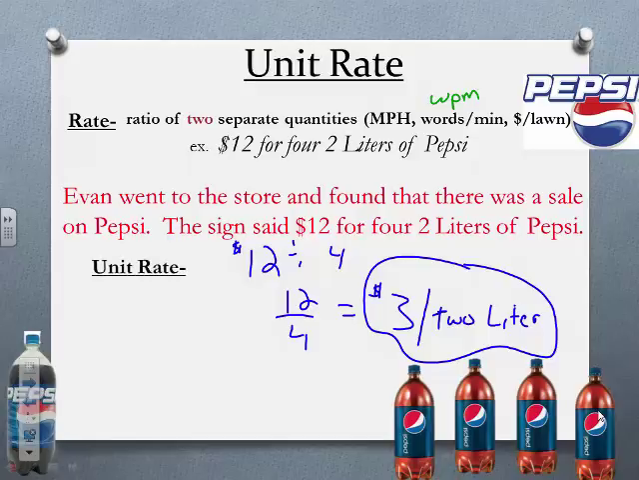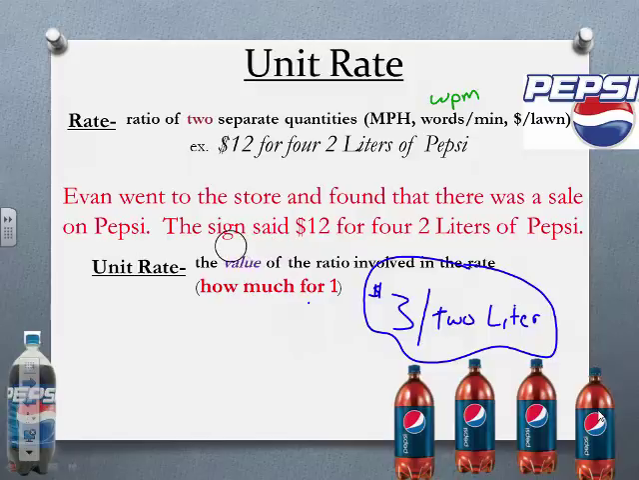So now we want to find unit rate. Unit rate, let me get this stuff out of the way. If you need to have that written down, go ahead and hit pause. Unit rate is the value of the ratio involved. So how much 1 of something is. So if you notice, if I use my laser, if this was easier. If you notice how much 1 of something is, we said $3 for 1. Okay, $3 for 1 of each one of these 2-liters.